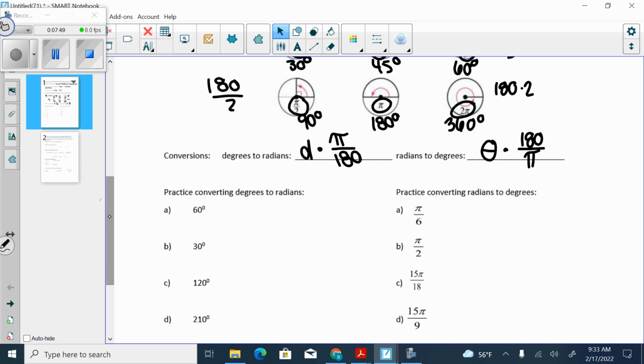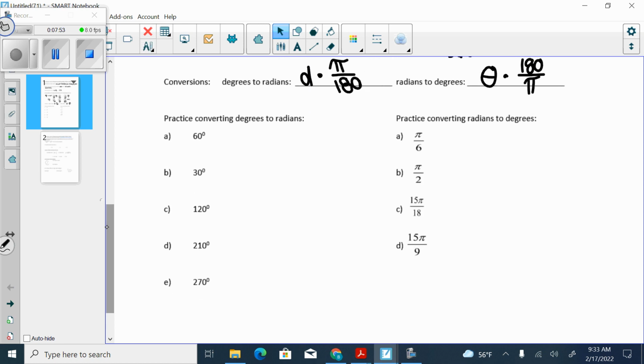Okay? So they give us a couple of examples so we can try out these formulas. For part A, in this column, we're converting from degrees to radians, so that's our first formula. My degree is 60. I'm supposed to multiply that by pi over 180. Okay? If it helps, remember you are always welcome to put this term over 1 to keep your line straight, because when we multiply across the top and across the bottom.